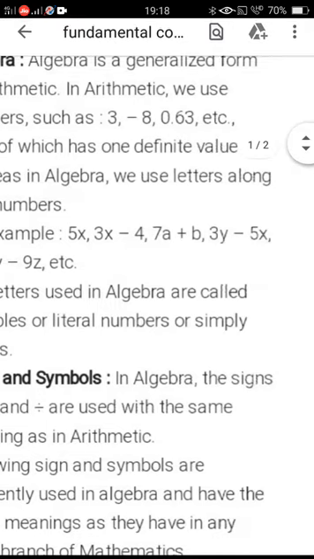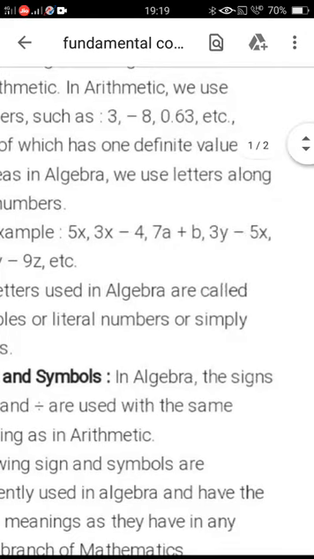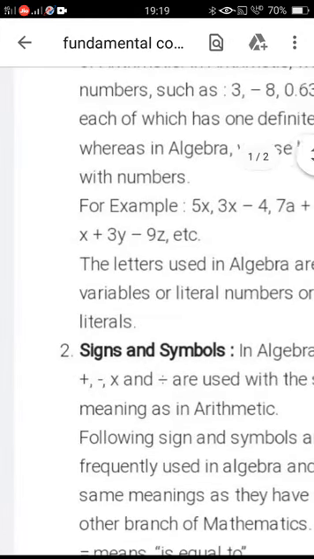See the next one, 7a plus b. Here also there are two terms, 7a is one term, b is another term. 3y minus 5x, 3y is one term and 5x is another term. So here there are two terms. See the last one, x plus 3y minus 9z. Here there are three terms. x is one term, 3y is another term, and 9z is another term. So here there are three terms.